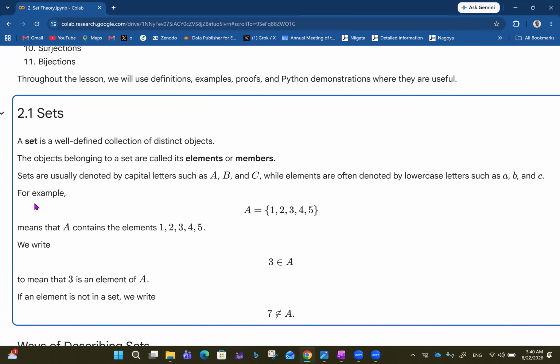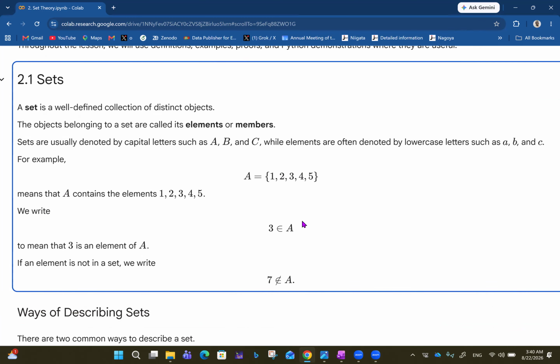Sets are usually denoted by capital letters such as A, B, and C, while elements are often denoted by lowercase letters such as a, b, c. For example, set A can contain elements 1, 2, 3, 4, and 5, and we write 3 is an element of A to mean that 3 is an element of A. If an element is not in a set, we can write 7 is not an element of A. So in A, we have 1, 2, 3, 4, 5. So 3 is an element, while 7 is not an element of A.